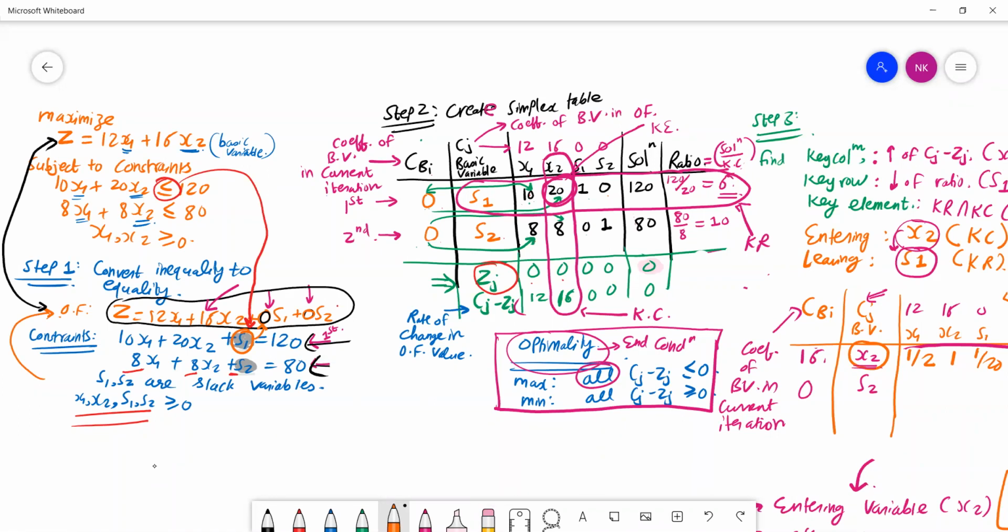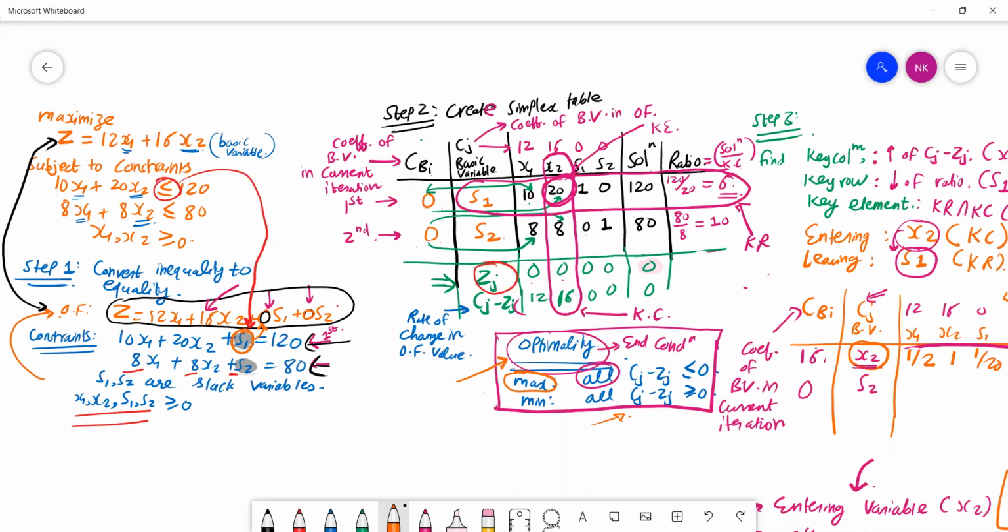Now, in order to end the process, till which time should this process be continued? In order to end the process, that is nothing but the condition of optimality. This is the condition of optimality: if your question is demanding maximization, then all the Cj minus Zj should be less than or equal to 0. If your objective function is demanding the minimization process, then all your Cj minus Zj should be greater than or equal to 0. So this is what we have seen. And over here, we can easily locate that it's greater than or equal to 0, so that means our optimality condition is not achieved.